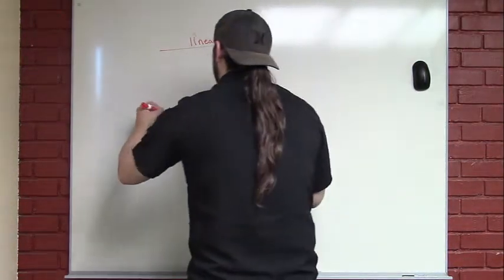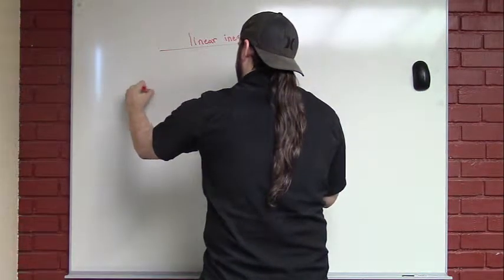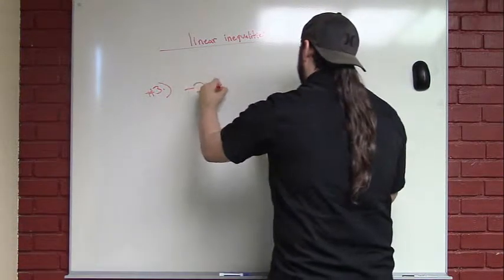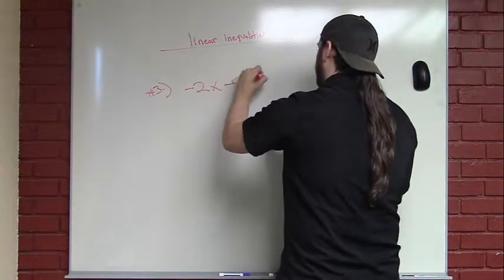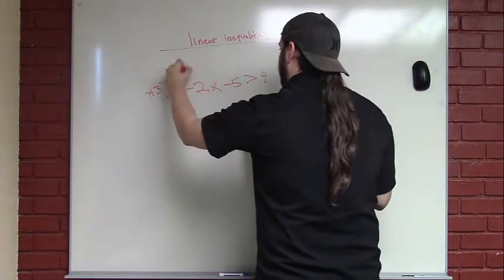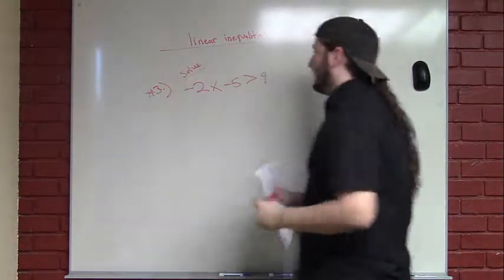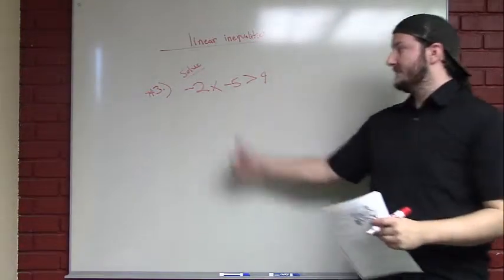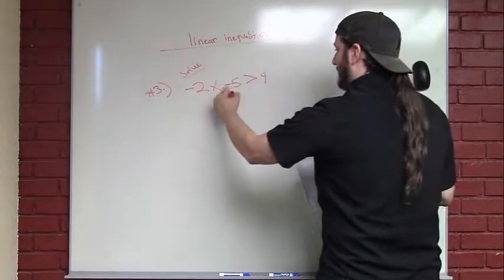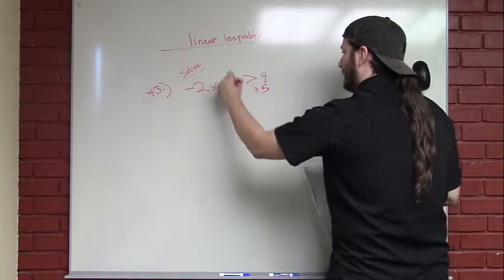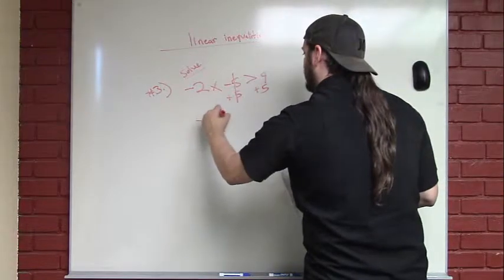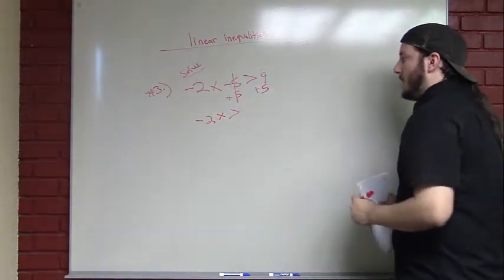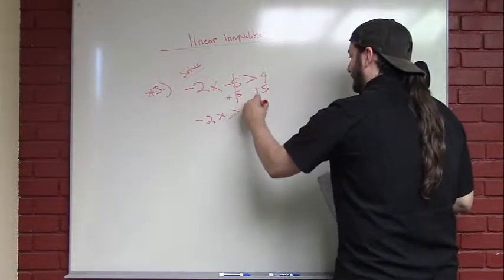Next one. So we have number 3. So we have negative 2x minus 5 is greater than 9. And again, solve. Cool. So the first step is you just solve for x like any normal equation, but in this case it's an inequality. So you're going to add 5 over. So we have negative 2x is greater than 9 plus 5 is 14.